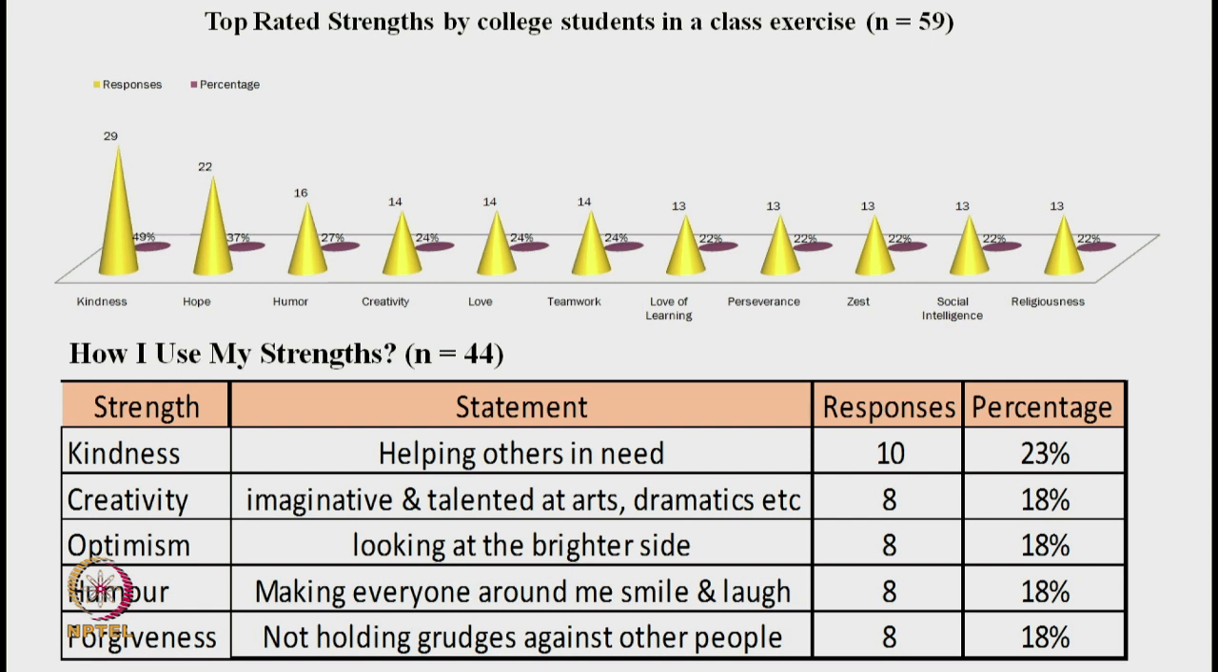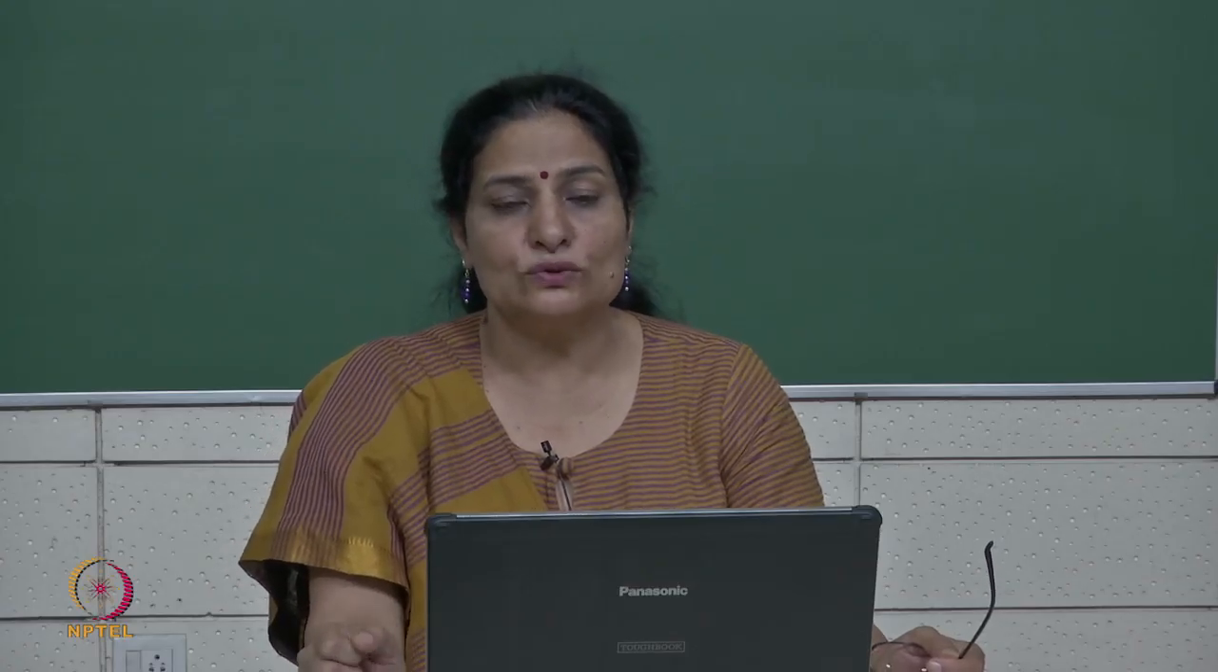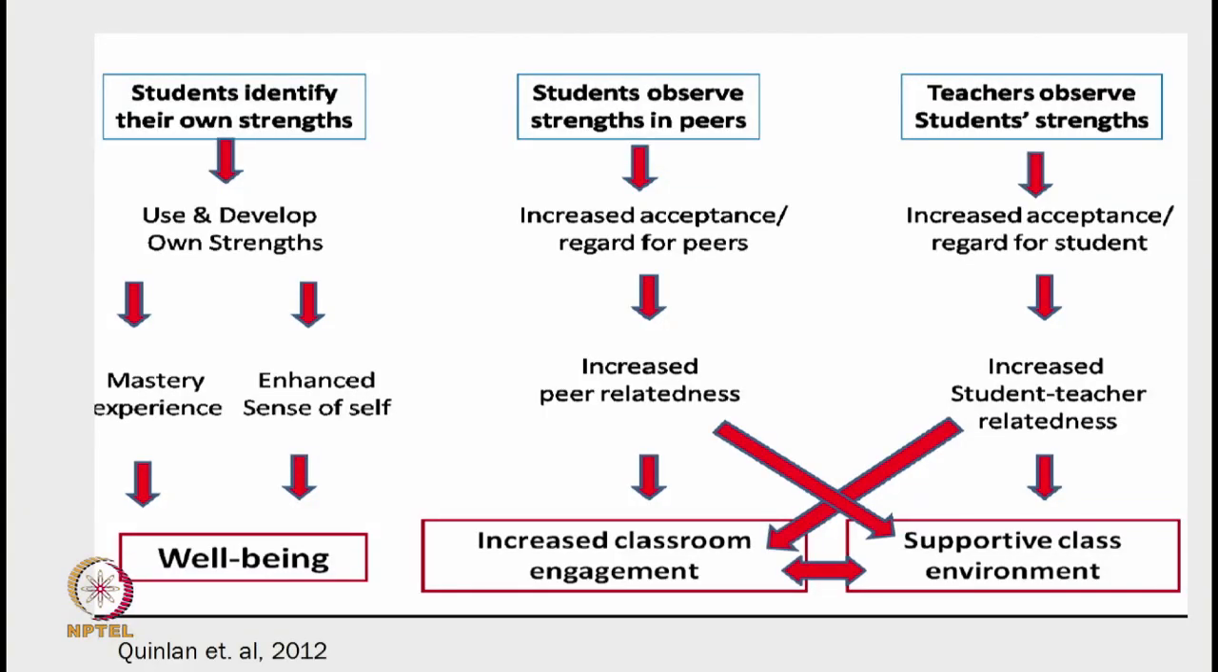How do they use these strengths? And again they said kindness, for example, helping others in need, and creativity, being imaginative and talented at arts, dramatics, etc. Optimism, looking at the brighter side. So that way we can identify how people endorsed character strengths as well as how they use them in their daily life. There are various researches on character strengths, and they are saying why these character strengths are very important and how they improve our well-being as well as improve our surrounding environment.